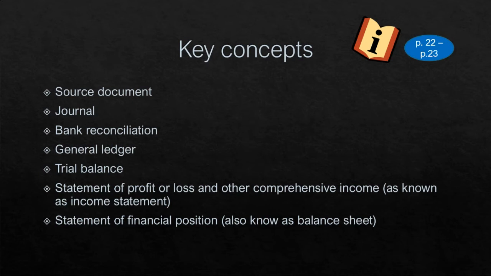But that is split into two main categories. The first one is your statement of profit and loss and other comprehensive income, which is also known as the income statement. This is where we show how much profit we have actually made in a year. So we show all our revenue or income less all our expenses. Whereas the statement of financial position, also known as your balance sheet, is where we show all our assets, all our liabilities, and what the equity of the business is at a specific point in time.